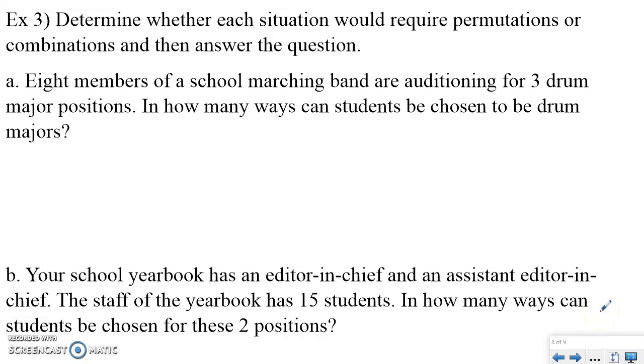In your practice, you're actually going to have to determine whether each situation is requiring permutations or combinations and then answer the question. So 8 members of a school marching band are auditioning for 3 drum major positions, and how many ways can students be chosen for drum majors? We are going to use combinations because the order that they're chosen is not important. So we have 8 total members. We don't care about the order, so order does not matter, and we're choosing 3. So we're just going to do 8C3, which gives us 56.